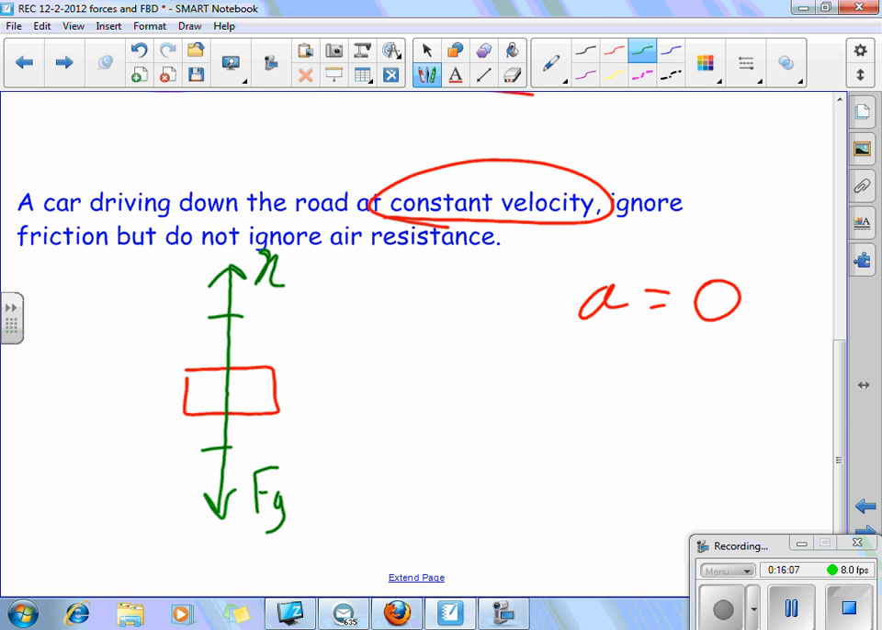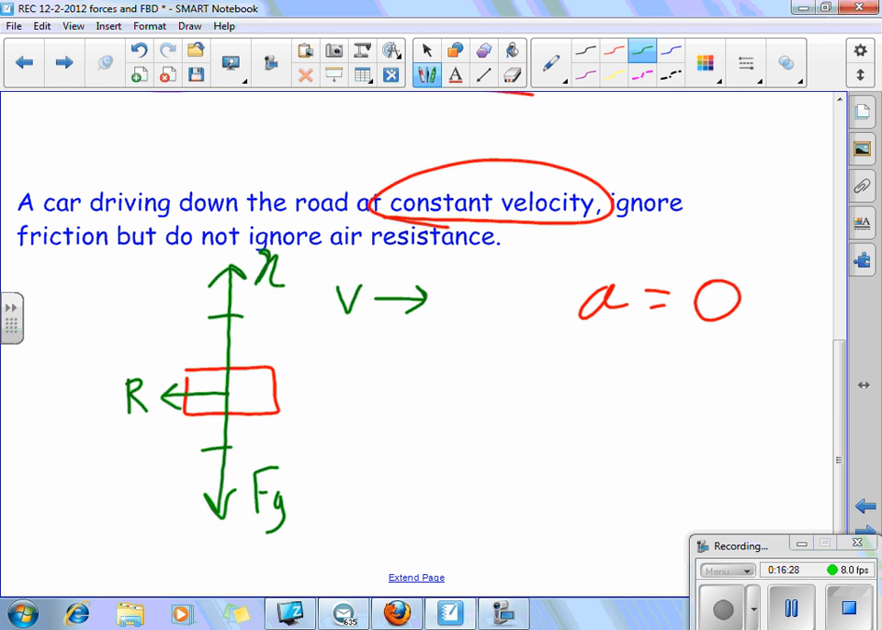Now, I didn't tell you which way it's driving, so I'm going to decide by drawing a separate arrow with a V on it to say that's the direction of the velocity. They are driving horizontally to the right. I'm going to assume that if they are driving to the right, then air resistance has to be opposite of that.